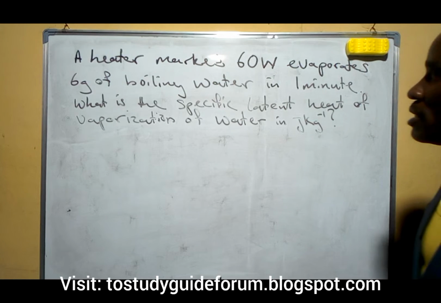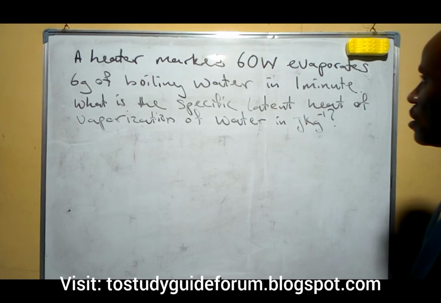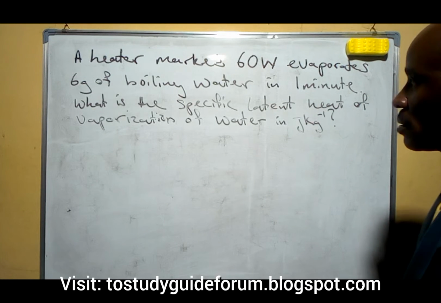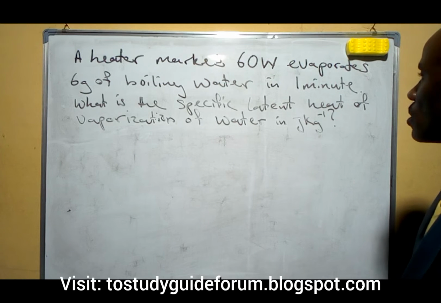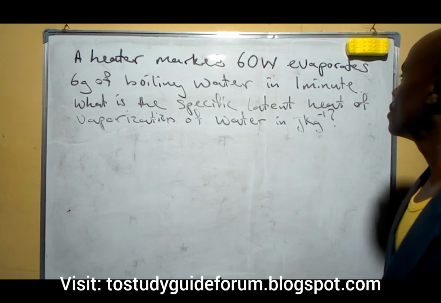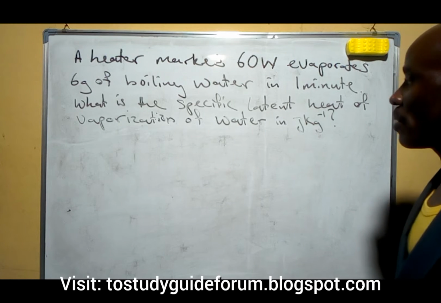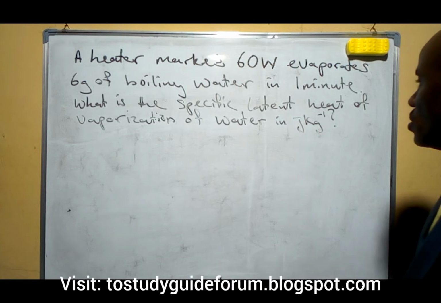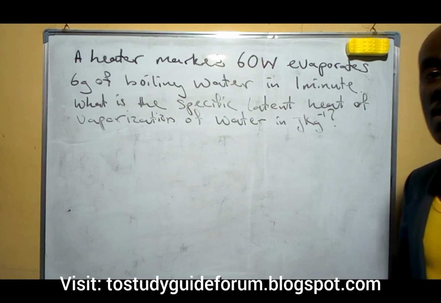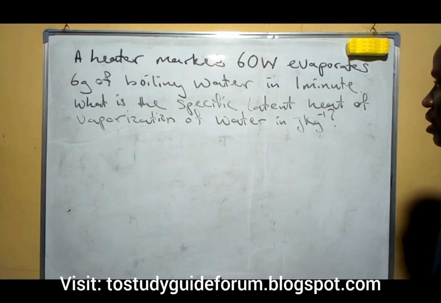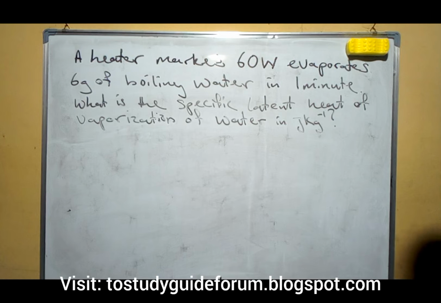The question says a heater rated 60 watts vaporizes 6 grams of boiling water in 1 minute. What is the specific latent heat of vaporization of the water in joules per kg? So what we're going to do here is find the specific latent heat.